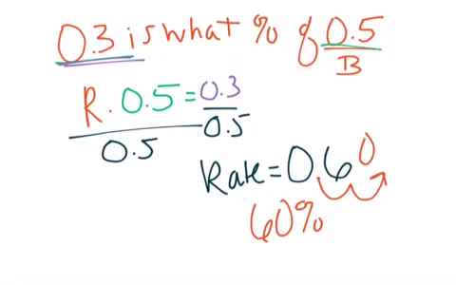If you don't want to deal with decimals, I get it. You want to multiply both sides by 10. You get 3 out of 5. You would still get 60%. That's an equivalent ratio proportion.